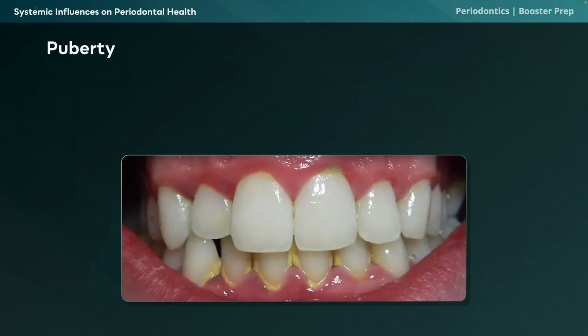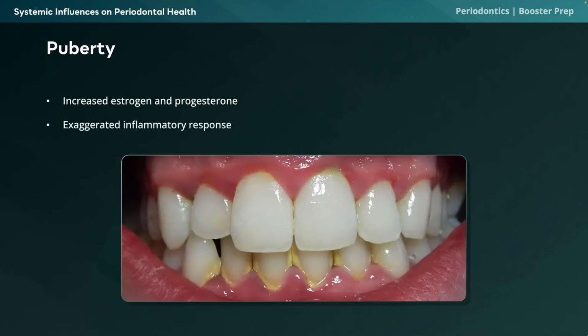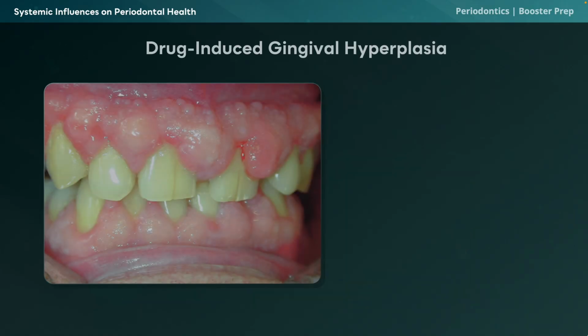Next, we have puberty. As you can imagine, during puberty, increased hormone levels, particularly estrogen and progesterone, can lead to an exaggerated inflammatory response to plaque, meaning gingival inflammation may appear even with minimal plaque accumulation. Now, males going through puberty can also experience this, but the effect is much less pronounced with testosterone, so this is certainly more common in females. In case-based scenarios, you'll want to pay attention to the patient's age and developmental stage to catch this one if it comes up.